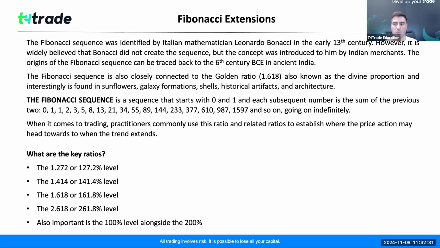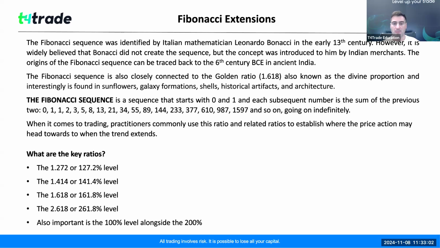So the 127.2% level is a key area. The 141.4 is another key level. 161.8 is the most important one. 261.8 is also important, etc. But we also use the 100%, much like we use the 50% in the retracement levels, mainly because it makes sense.